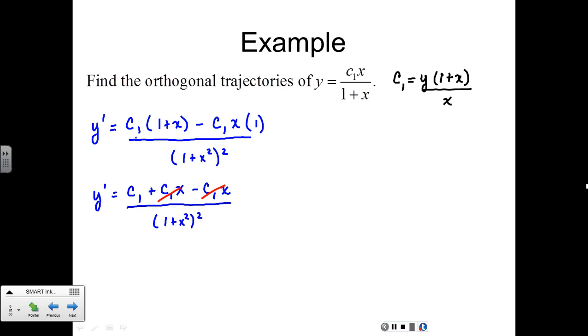Okay, so let's back substitute here. So y prime equals C1, which was y, right here. Right here.